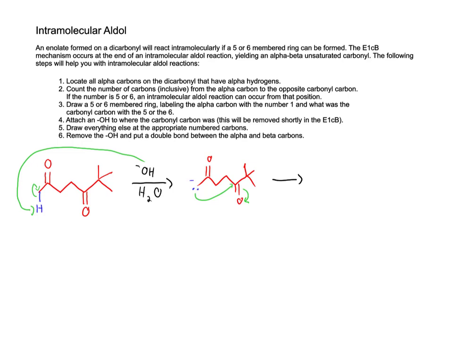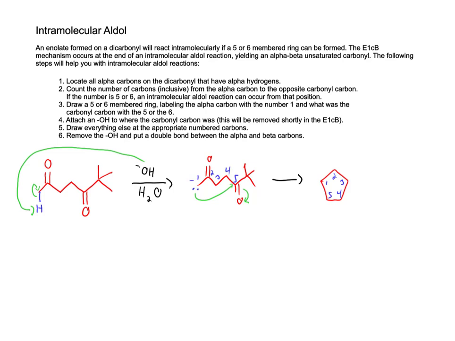This is where a lot of times students get confused on how to draw the next step. So what I like to do is redraw in my numbers, so 1 through 5 here, and I know that I'm connecting the 1 and the 5. In other words, I'm making a 5-membered ring. So I'm going to draw a 5-membered ring. And I'm going to number this ring from where I started, so 1, 2, 3, 4, 5.